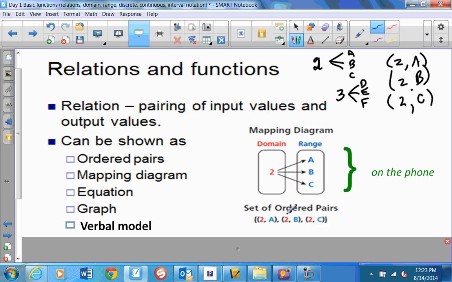I could also turn these ordered pairs into an equation. I could also graph the equation. And I could also have a verbal model. So the same relation could be expressed in all these 5 different ways. I'm going to talk about those 5 different ways, and we'll also figure out what a function is as well. So let's try a couple of these.